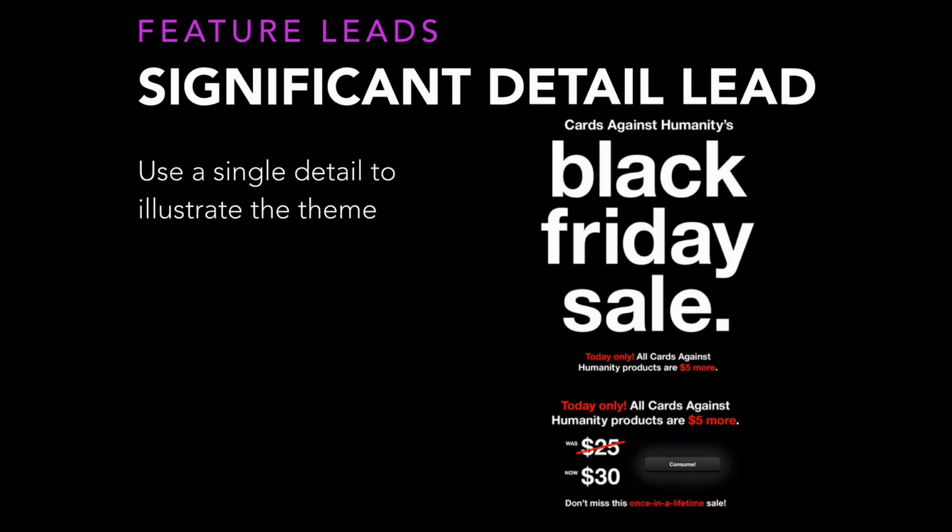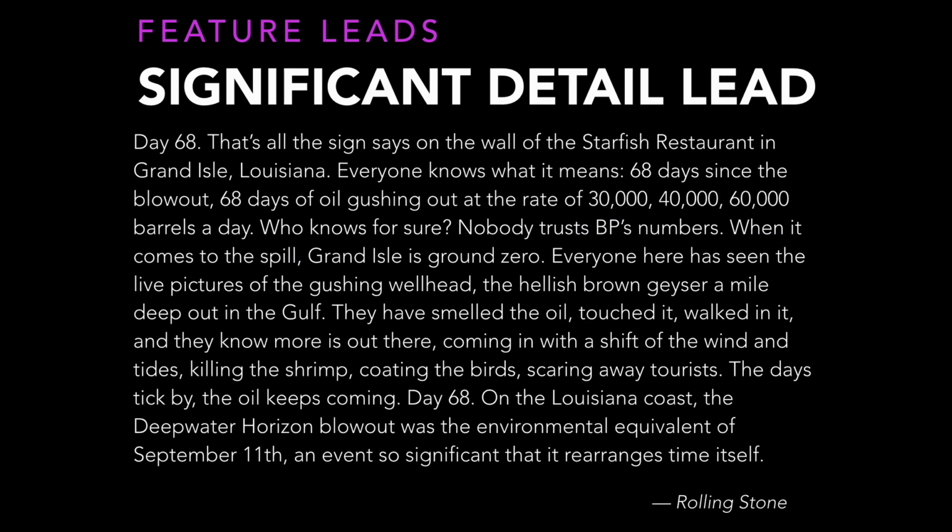A significant detail lead is one where you pick out one thing and you use that to spark the story, to get it going, and then you expand it out to that nut graph to tell us what the story is really about. So this one starts with a sign in a restaurant and what that means.